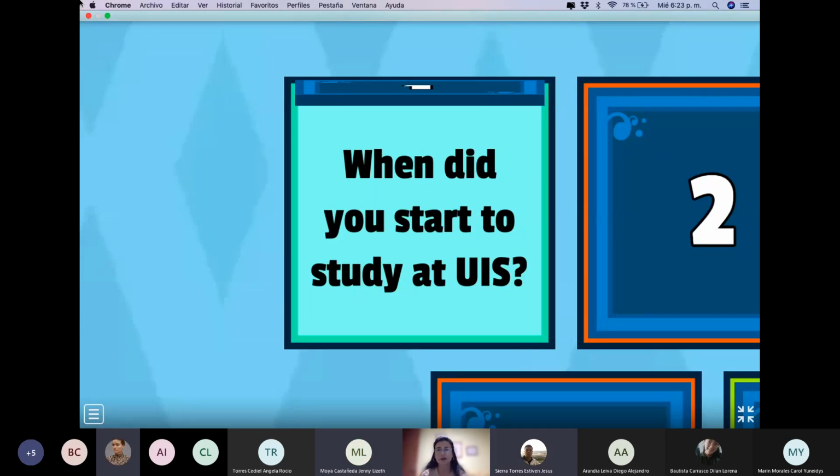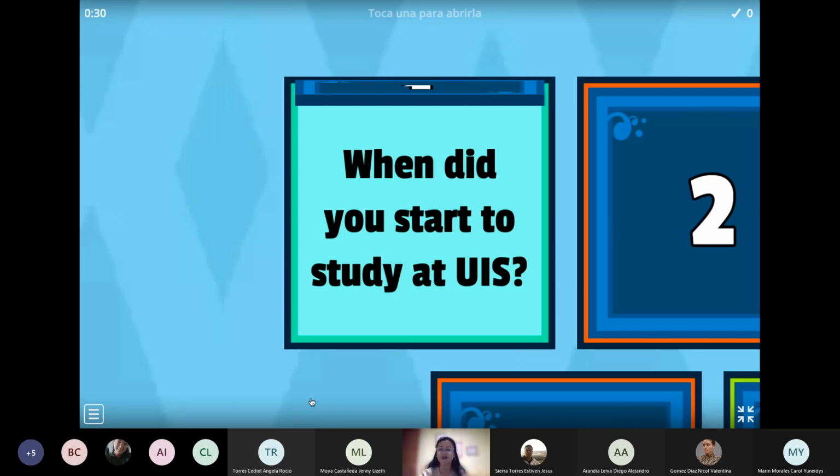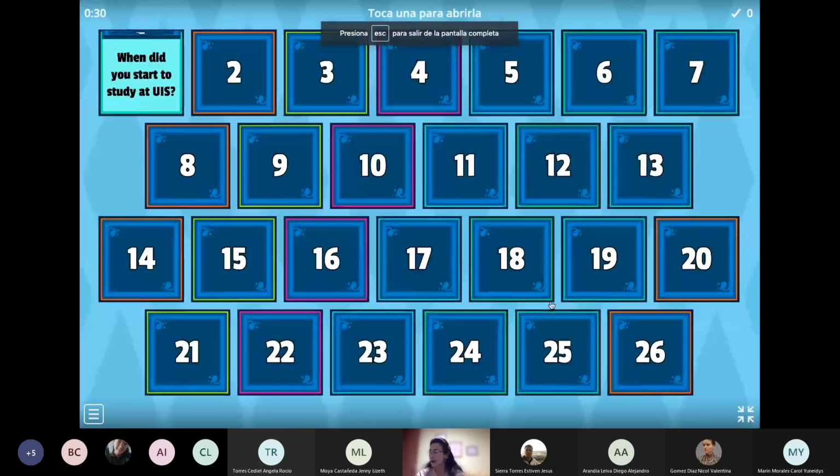Last year, teacher. What is your name? Can you remind me your name? My name is Nicole Gomez. Nicole, very good. So the answer is last year. Nicole started, past tense, started, empezó. Nicole started to study at Uniminuto last year. Very good. Thank you, Nicole, for your answer. Now let's continue with the other questions.